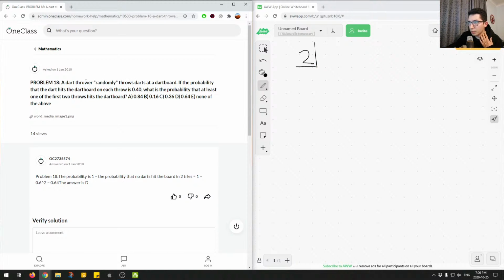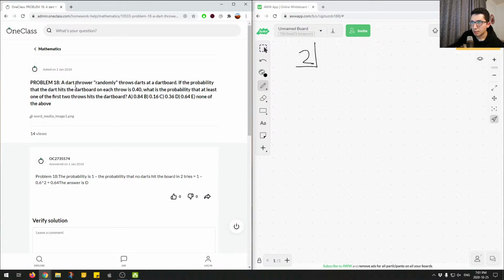Okay, so here we're asked, a dart thrower randomly throws a dart at a dartboard. If the probability that the dart hits the dartboard on each throw is 0.4, what is the probability that at least one of the first 2 throws hit the dartboard? So we have 2 throws, so this is a key in the question. At least one of the first 2 throws hits the dartboard, and we're given 5 options over here. A 0.84, B 0.16, C 0.36, D 0.64, or none of the above.